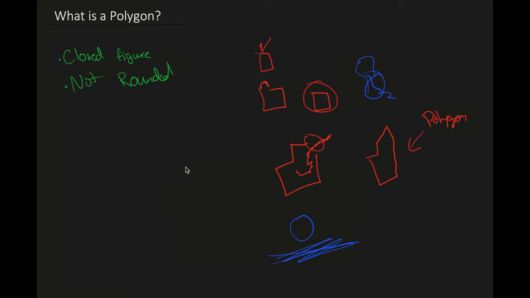But what if I told you that this is not a polygon? Why? Because it is rounded. A polygon has to be not rounded. So if I have a shape like this, it's not a polygon. It's a shape, but not a polygon. If I have something like this, it's a polygon, because it's not rounded, not curved. Right? I guess a better word here would be not curved. Right, in parentheses there. Okay?